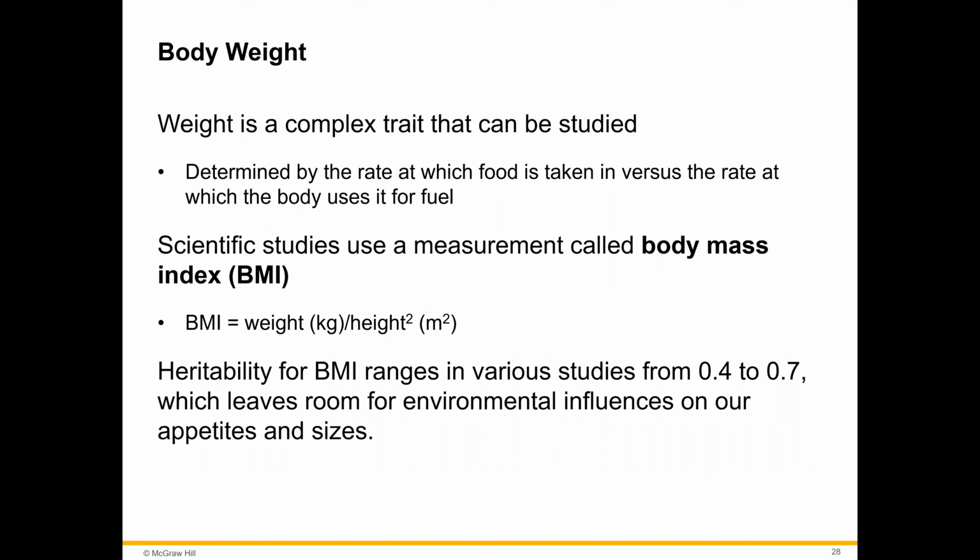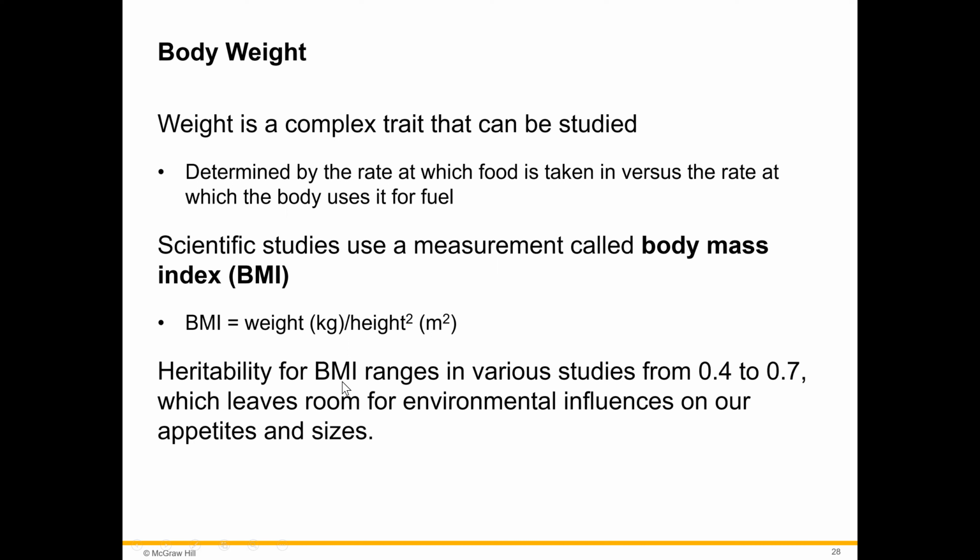So here's, for example, body weight. Weight is a complex trait that can be studied, determined by the rate at which food is taken in versus the rate at which the body uses it for fuel. So what is your weight? How much you eat and how much you use for energy, right? Scientific studies use a measurement called body mass index, or BMI. So BMI equals weight in kilograms divided by height squared in meters.